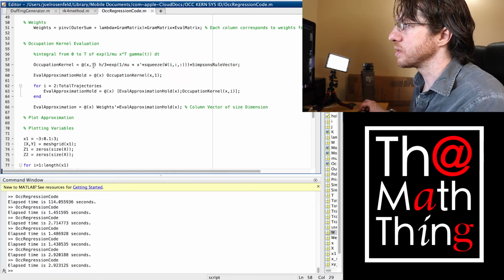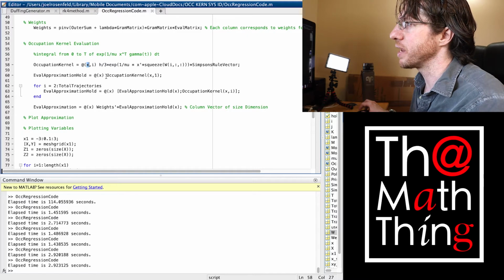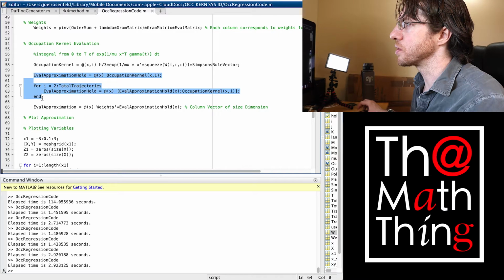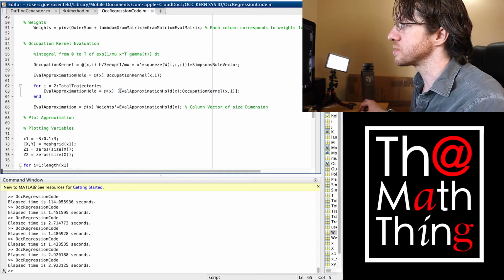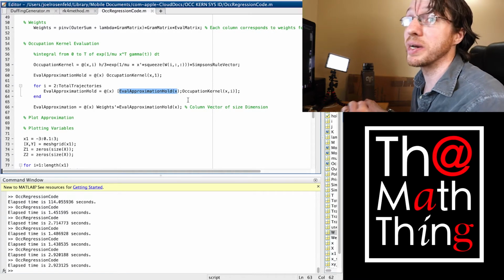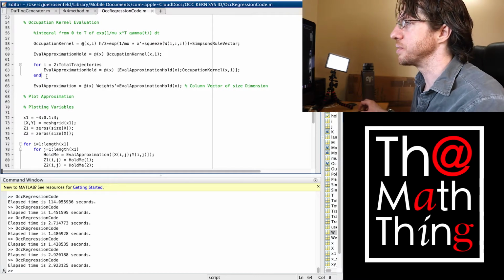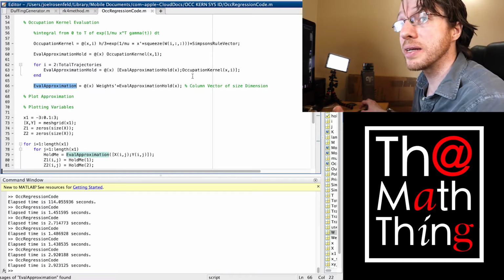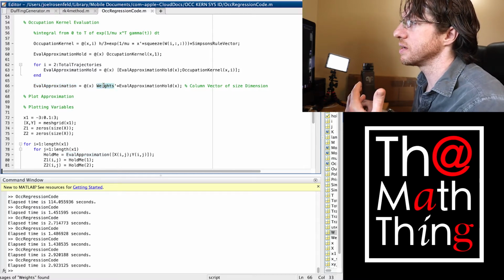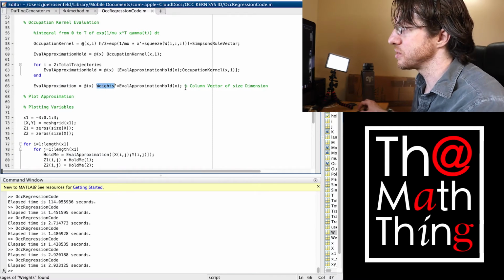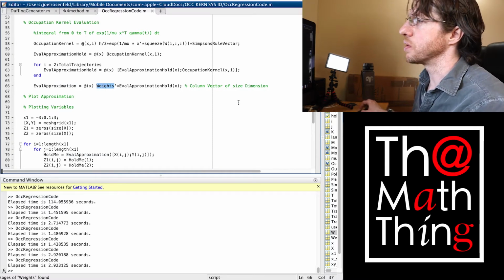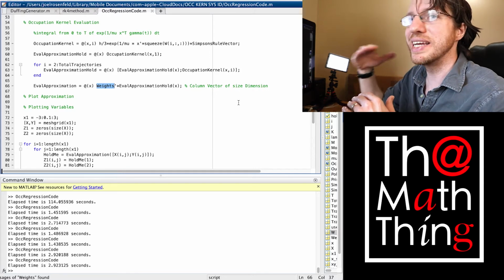Now this is for occupation kernel i evaluated at point x, so I'm going to make a huge column of all these. I just throw them into this, augmenting the matrix one row at a time until I have all my occupation kernels evaluated at a particular point. This is a recursive function that I'm building. At the end of the day, my approximation isn't just the occupation kernels evaluated, but those occupation kernels times those weights. So that's what I do, and this ends up giving me a column vector that gives me the approximation in each one of my dimensions.